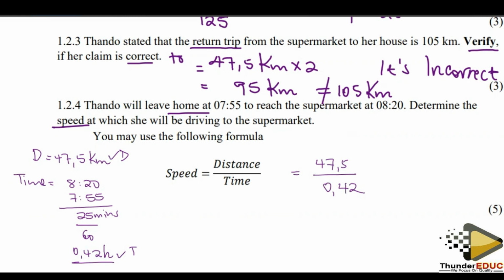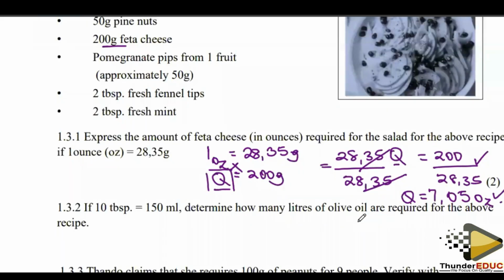So the speed was 113.10. Round off, please. That's the answer. So this is the speed she'll be using. That is the speed she'll be using. The right answer.